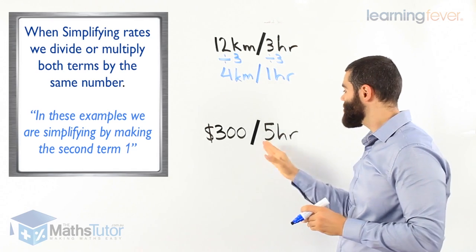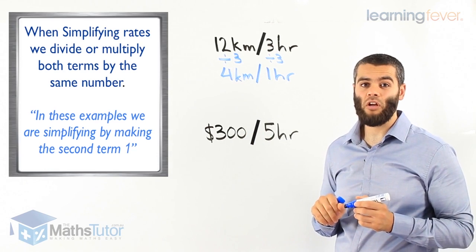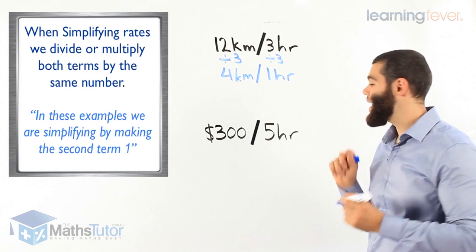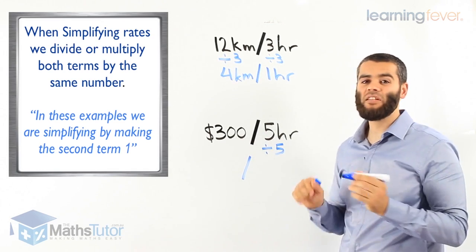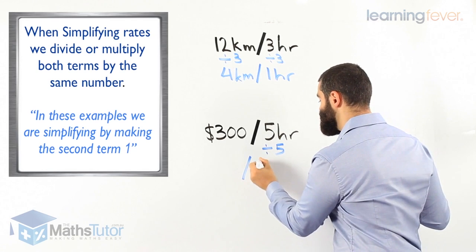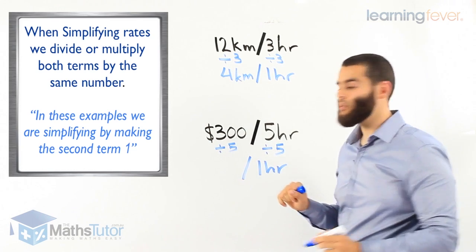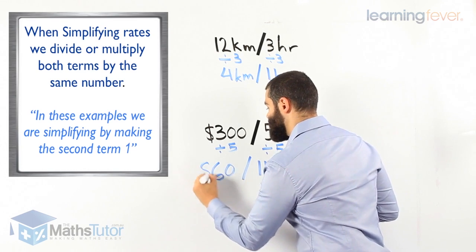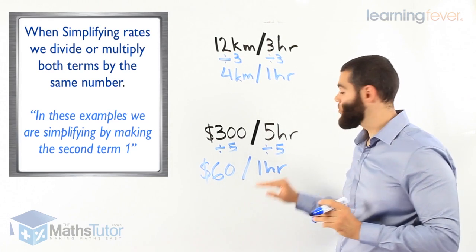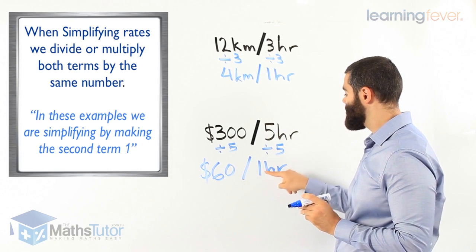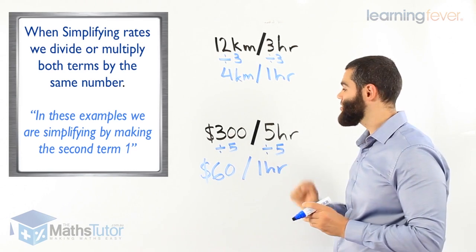Next example, $300 for 5 hours. So maybe someone is working and for 5 hours they are going to earn $300. Now we want to simplify and make it per hour. To do that, we're going to divide by 5. Anything divided by itself is 1. So 5 divided by 5 is 1 hour. And we're going to do the same thing on this side. 300 divided by 5, $60 an hour. Someone may earn $60 an hour. This is as simple as that.